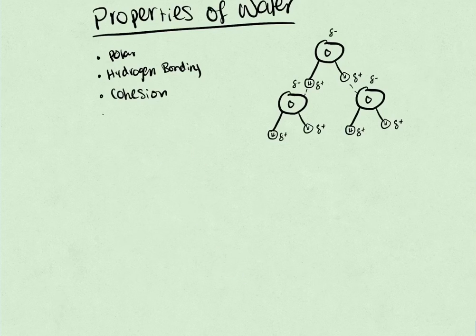Now let's talk about adhesion. So what is adhesion? What's the difference between cohesion and adhesion? Adhesion is the property in which a substance is attracted to another substance. So in this case, water is attracted to another substance such as glass.